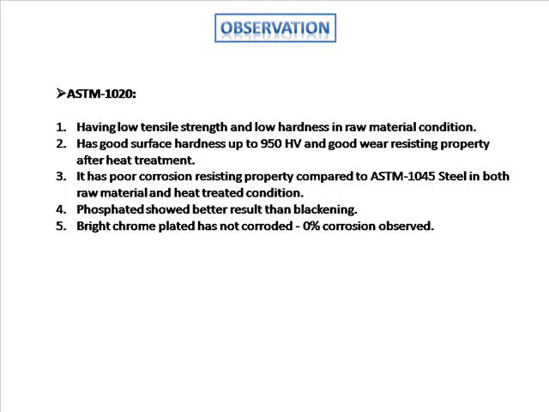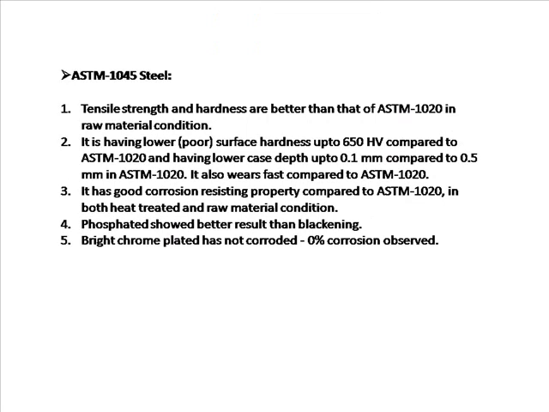Observation: ASTM 1020 has low tensile strength and low hardness in raw material condition, has good surface hardness up to 950 HV and good wear resistance. It has poor corrosion resisting property compared to ASTM 1045 steel. ASTM 1045 steel's tensile strength and hardness are better than 1020 in raw material. It has lower surface hardness, up to 650 HV. It has good corrosion resisting property.